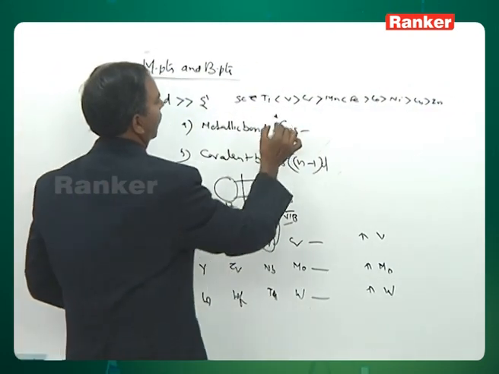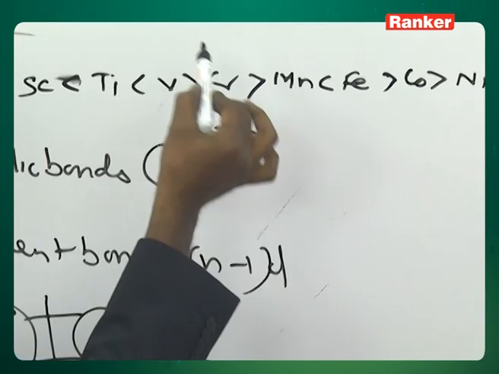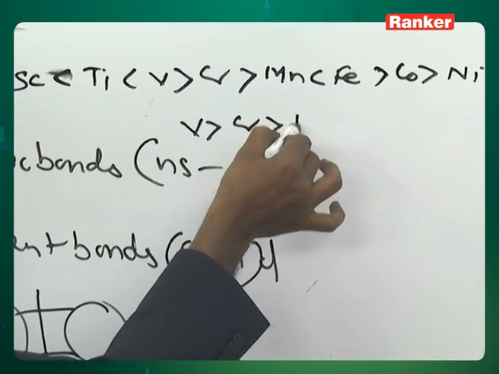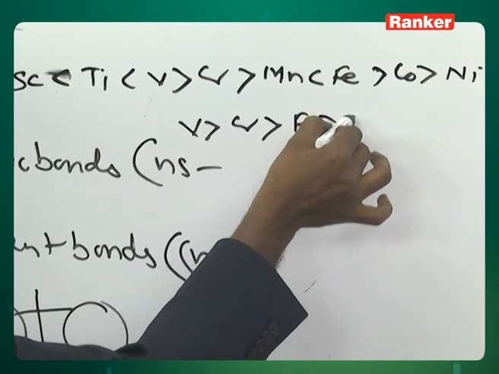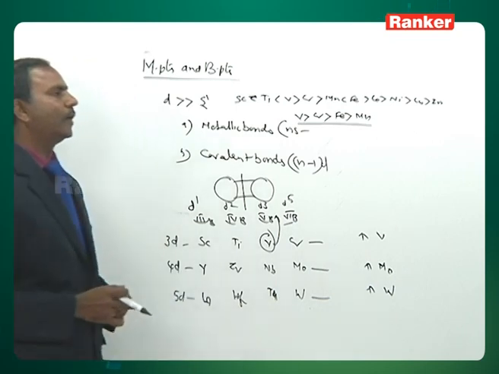But you have to remember only four, which are very important. Vanadium is greater than chromium. Chromium is greater than iron. Iron is greater than manganese. These four elements, you remember the order of melting points.